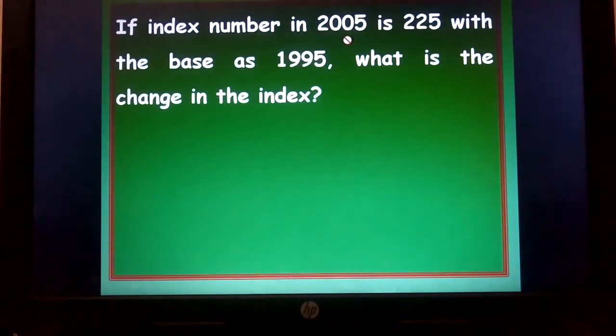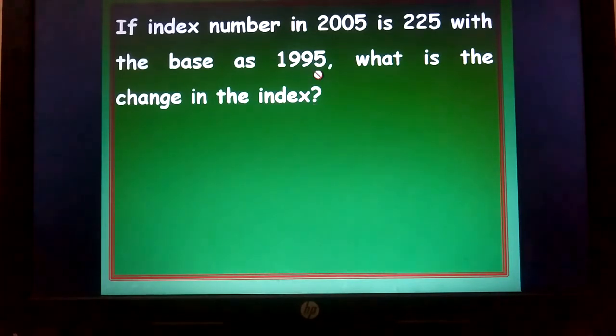If the index number in 2005 is 225 with the base year as 1995, what is the change in the index? You can clearly observe, if the index number in 2005 is 225 with the base 1995, that means 1995 is the base year and 2005 is the current year. In 2005 it is 225. The index number in 2005 is 225. Then what is the change in the index?